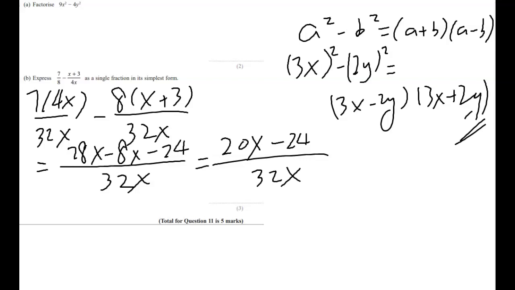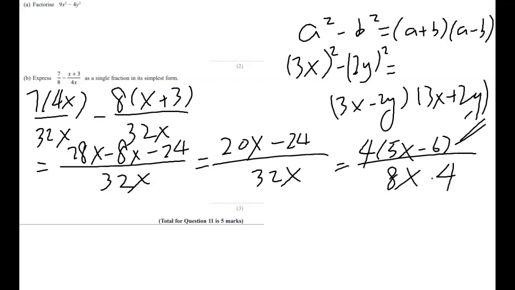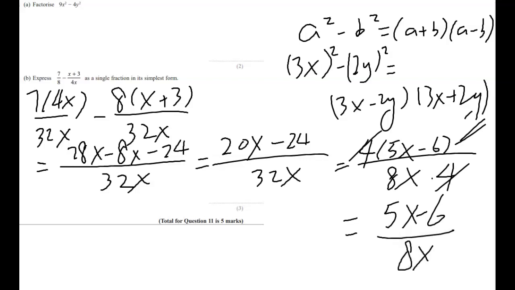The reason why we would have to further carry on is because there can be further factorization that's being done. So say on top, I can actually factorize it to turn into 5x minus 6. And the bottom one can be 8x multiplied by 4. So here we can cross out both 4, and the bottom one will now become a much simpler version, which is 5x minus 6, and then 8x. Okay, that's the simplest one.